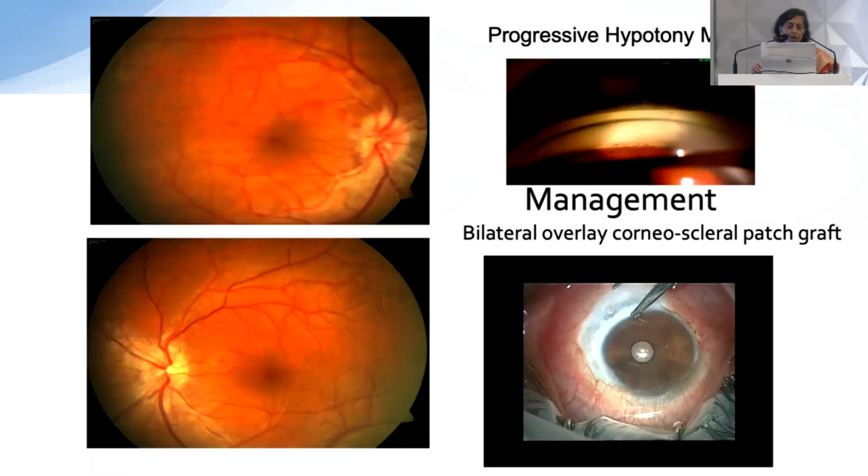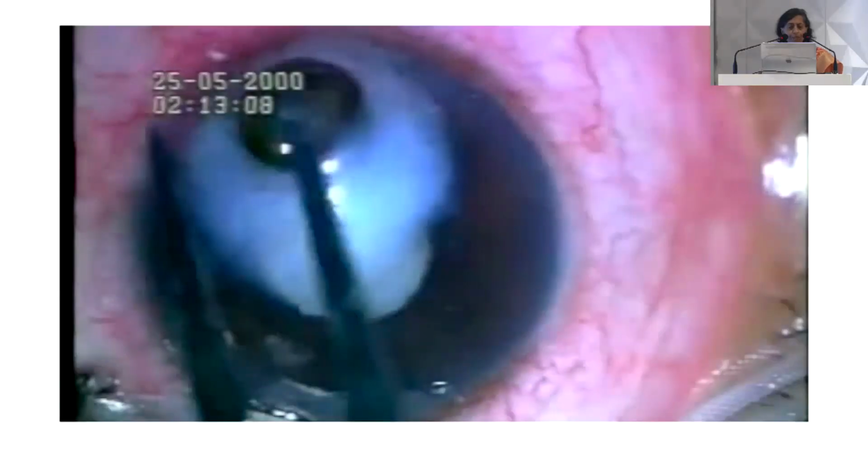An overlay corneoscleral patch graft can be a little challenging. You have to create an edge around the lesion, and this is where I said the bevel technique is very useful. The posterior edge of the donor tissue, you bevel it, you thin it down manually so that you can comfortably tuck it into the pocket that you have created all around the lesion.